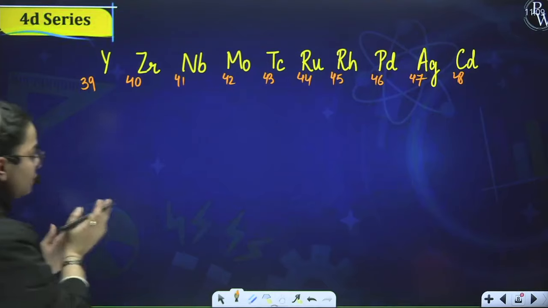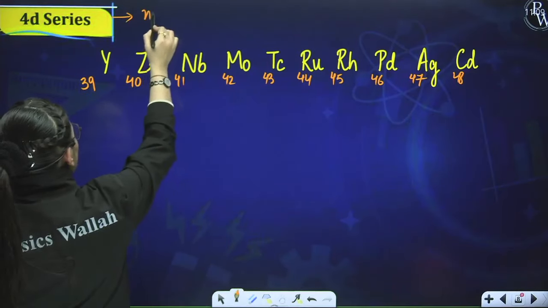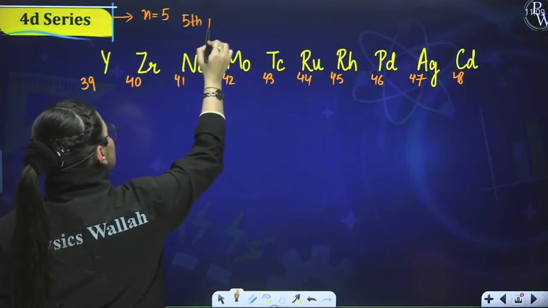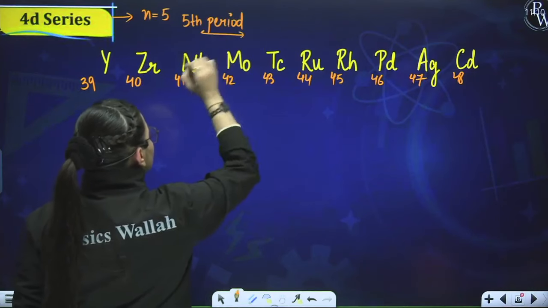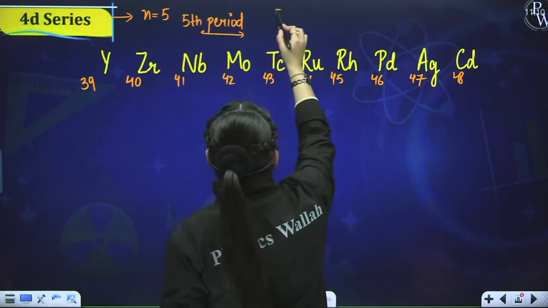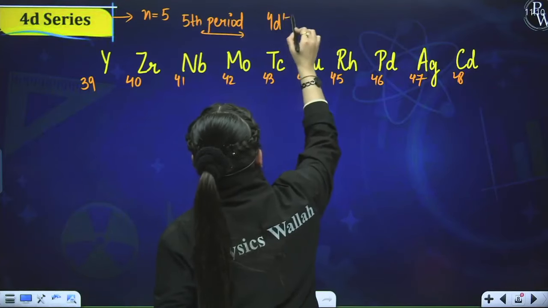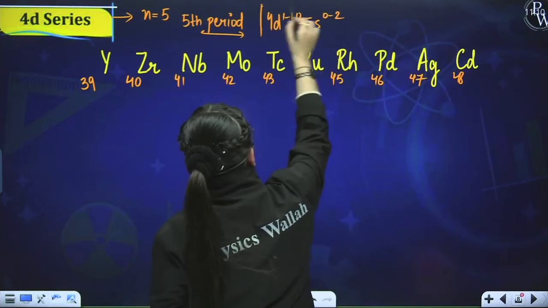Okay, let us start now. First of all, why do they refer to it as the 4d series? Because here the n value is 5. It is the fifth period. What is the general electronic configuration we wrote? We wrote 4d 1 to 10, 5s 0 to 2 for this particular series.